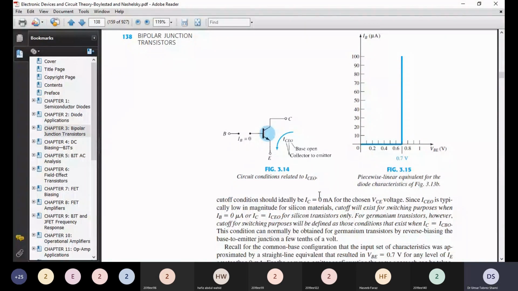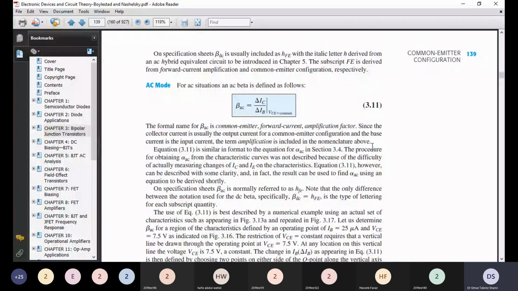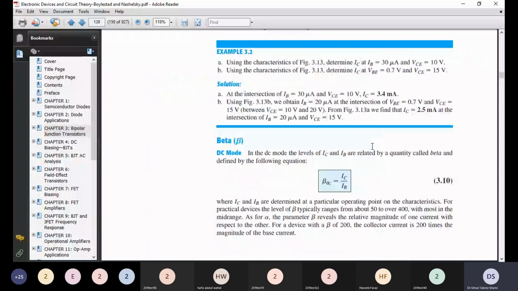And if we look at the input characteristics, they can be modeled like that of the PN junction diode, where we take zero current up to 0.7 volt, and then after 0.7 volt the current becomes defined by the value of the limiting resistor. Now the beta, again, for common emitter configuration, is the same. That is, beta is equal to the ratio of collector current and base current, that is, beta is equal to IC over IB.